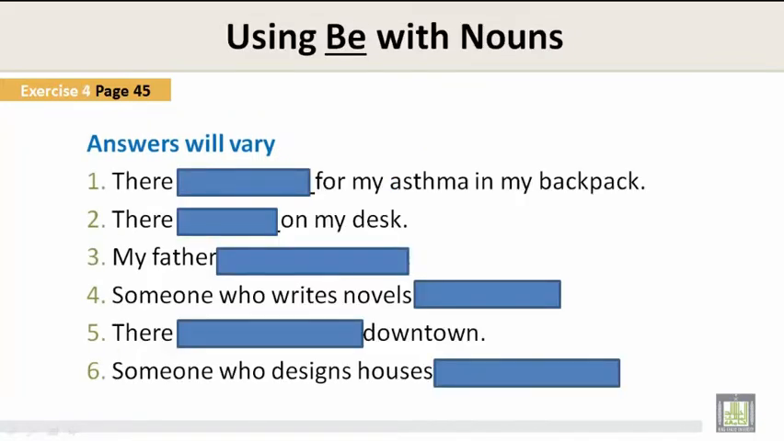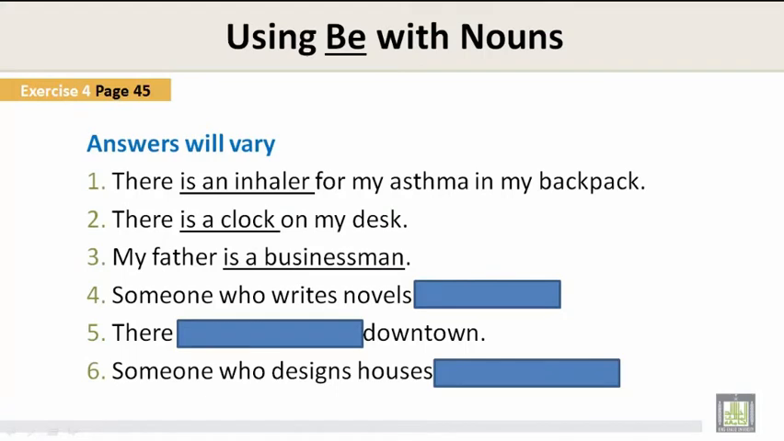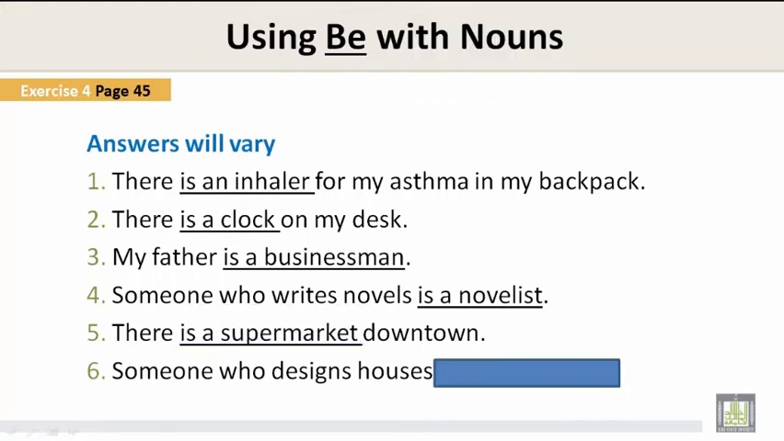Continued, exercise 4, page 45. Using the verb be with nouns. Answers will vary. Number 1, there is an inhaler for my asthma in my backpack. Number 2, there is a clock on my desk. Number 3, my father is a businessman. Number 4, someone who writes novels is a novelist. Number 5, there is a supermarket downtown. And number 6, someone who designs houses is an architect.